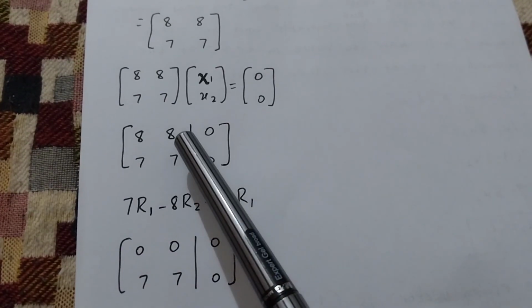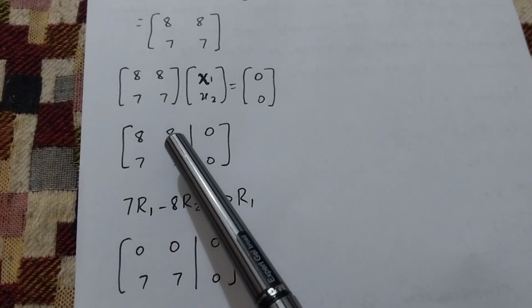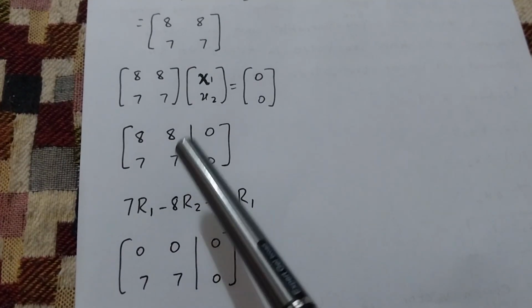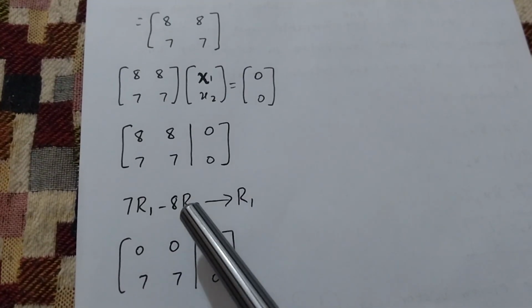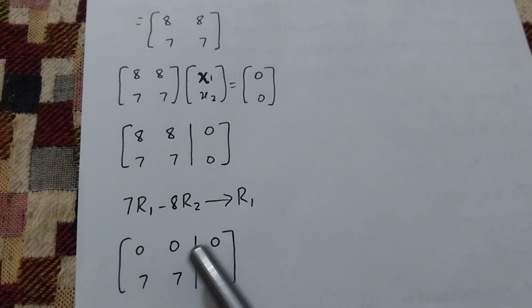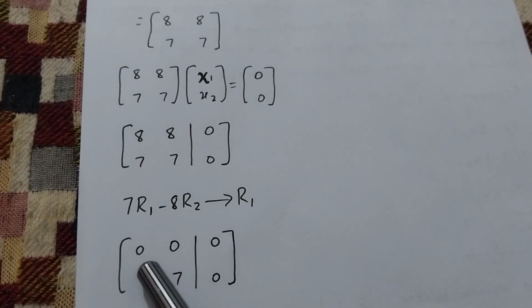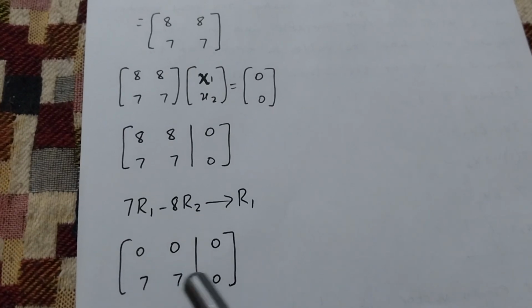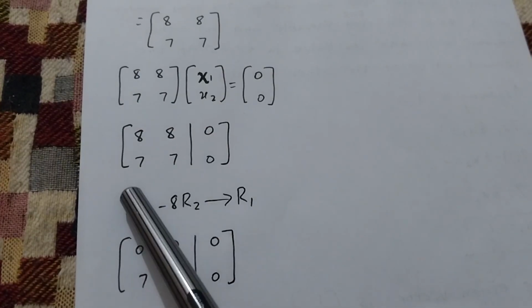Same is the case with this. 7 into 8, which is 56, minus 8 into 7, which is 56. So 56 minus 56 is 0. So we get a row of zeros, and we get this because the change was in R1. So we have this row of zeros in R1, and in the second row we'll have the same row 7 7 0.